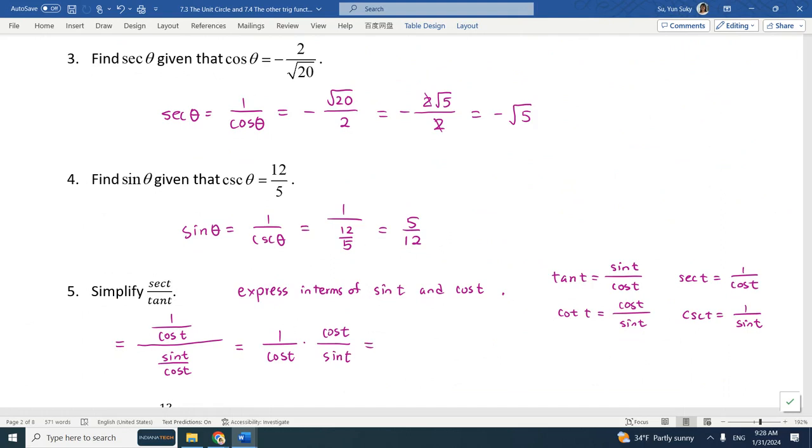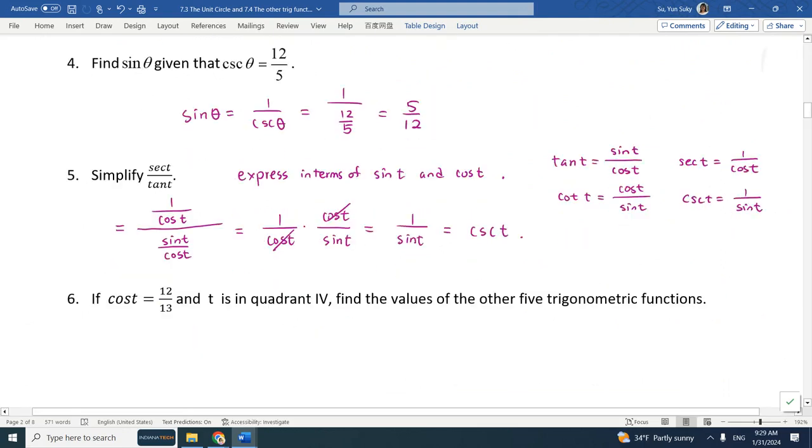Is everybody okay with that? The cosine cancel. We get 1 over sine t, which is cosecant t. Yes. So we express in terms of sine and cosine, and then we cancel and simplify and see what's left. 1 over sine is cosecant. Yes, everybody? All right.